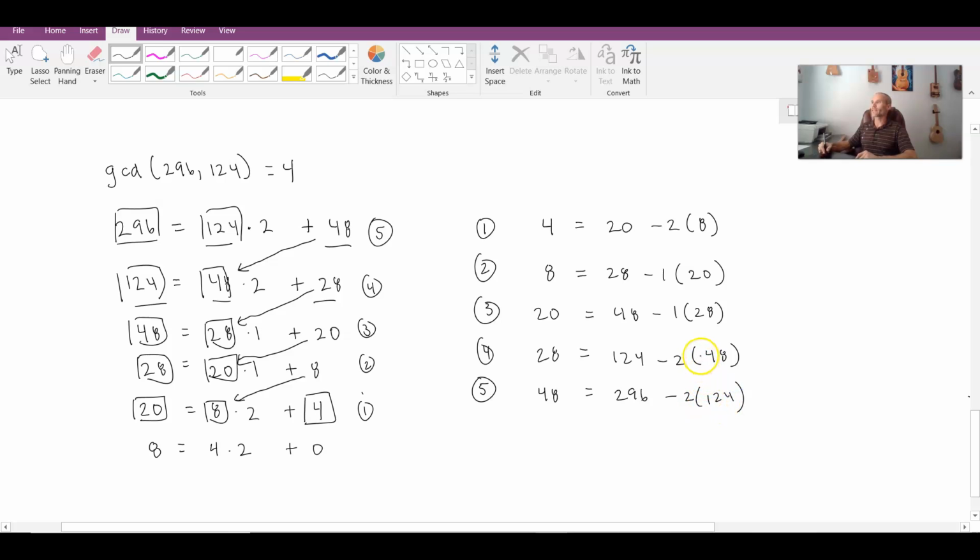And so herein lies my back substitution. So I'm going to replace the 48 here with the 48 down here. This 48 is going to replace this 48. This 28 is going to replace this 28. This 20 is going to replace this 20. And then finally, this 8 is going to replace this 8. So let's go ahead and do that.